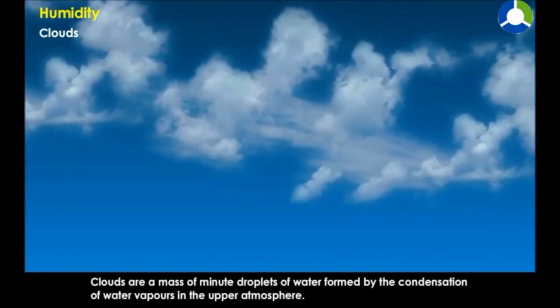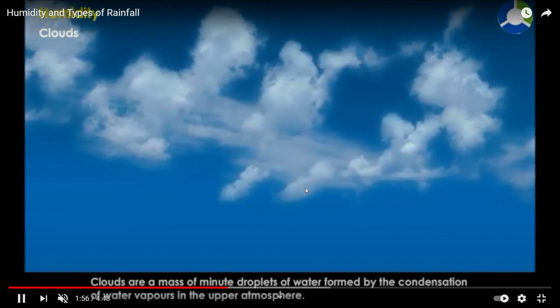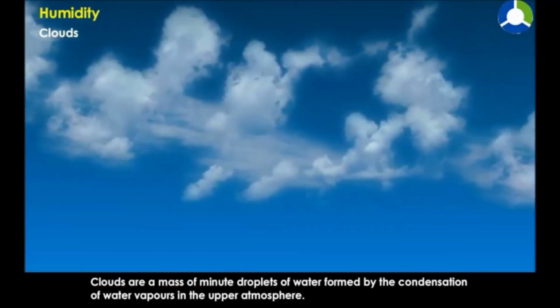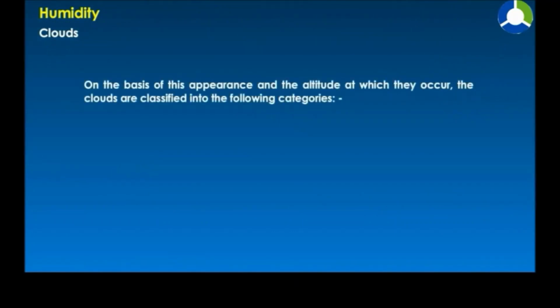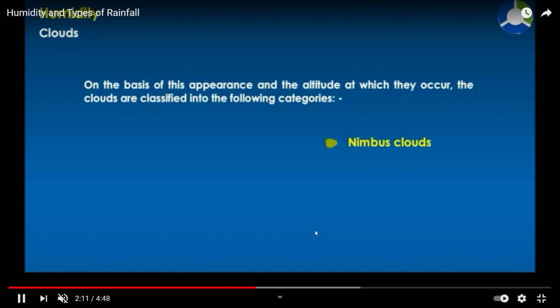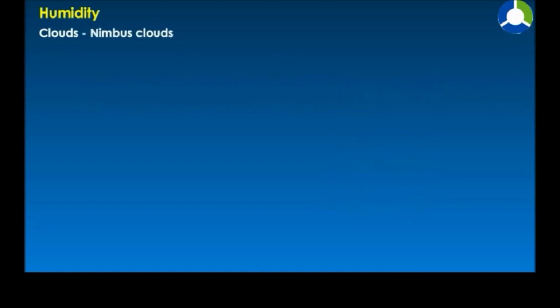Clouds. Clouds are also a form of condensation, and there are different types of clouds which you can see in the sky, and there are different categories of clouds. Nimbus, cumulus, stratus, and cirrus. These are the different categories of clouds.